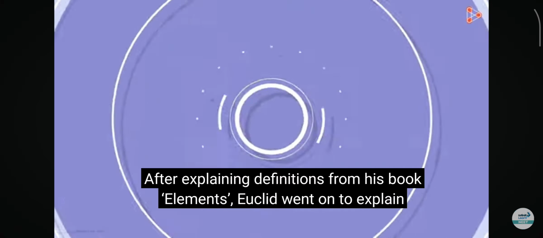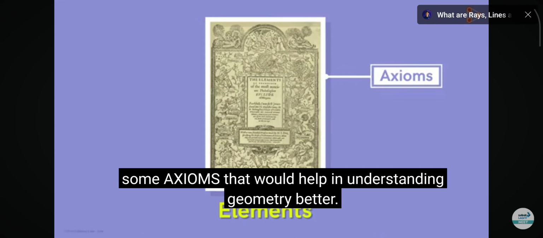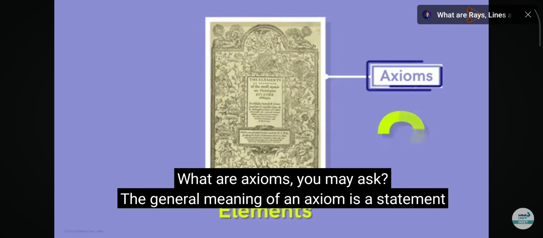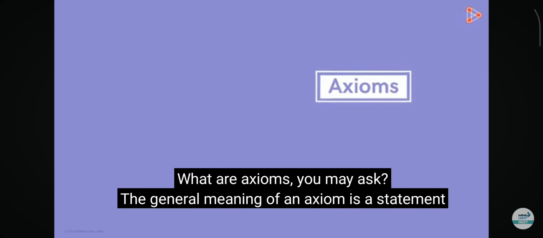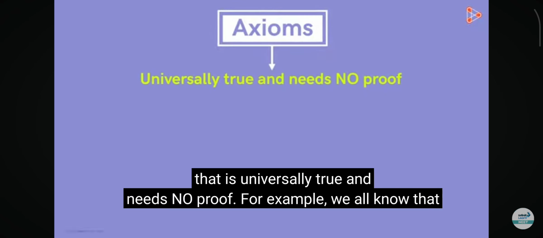After explaining definitions from his book Elements, Euclid went on to explain some axioms that would help in understanding geometry better. What are axioms, you may ask? The general meaning of an axiom is a statement that is universally true and needs no proof.